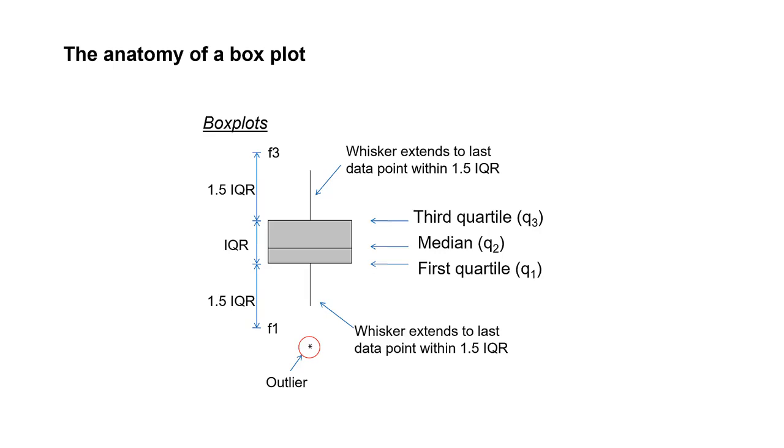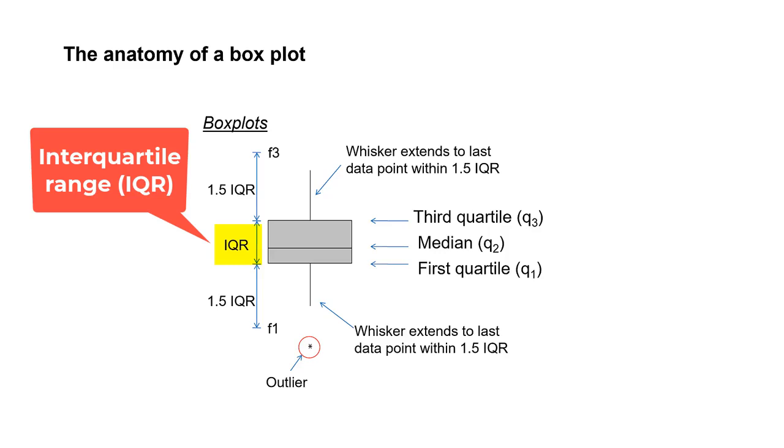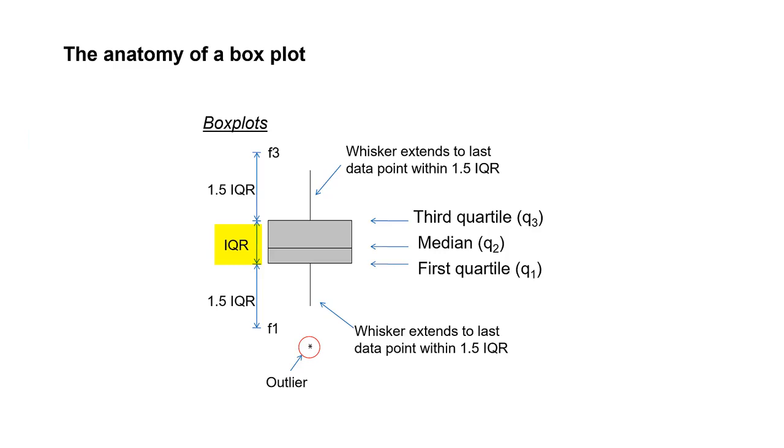We have this box. The top line is the third quartile of your data. The bottom of this box is the first quartile, and then you've got this line in the middle that represents the median, and it's not in the exact middle. It's somewhere towards the third quartile or the first quartile, depending upon where exactly the median lies in the set of data. We calculate the interquartile range, IQR, as the difference between Q3 and Q1.